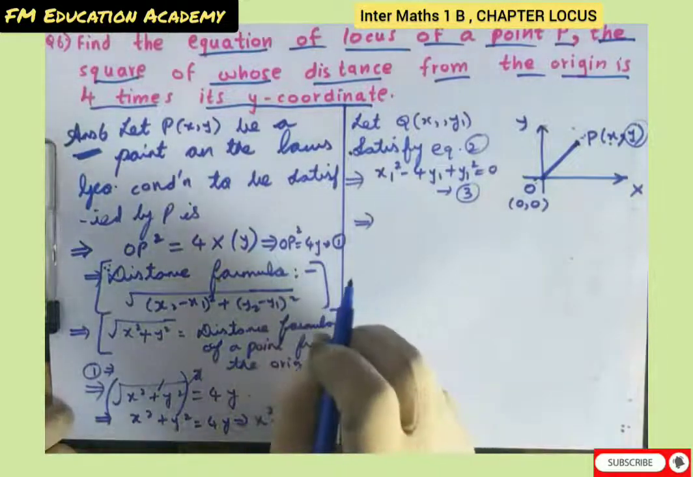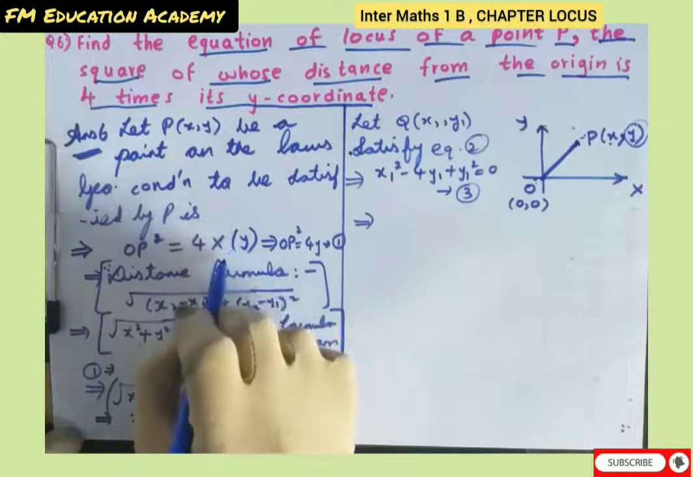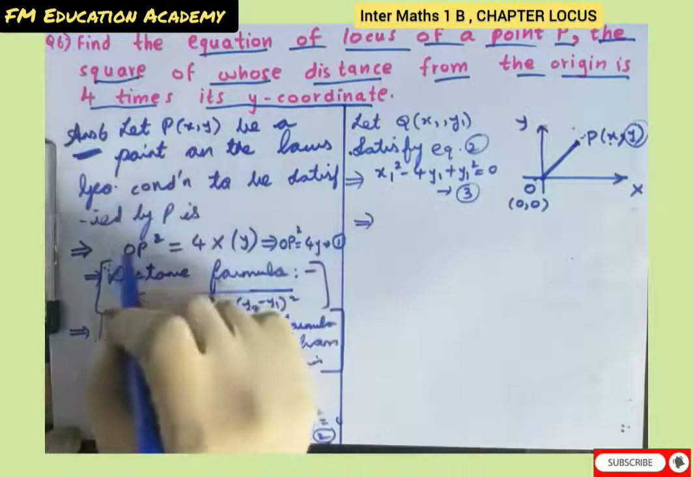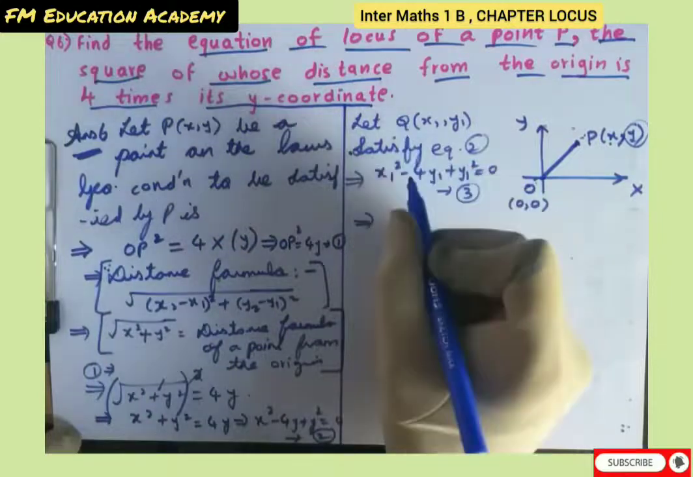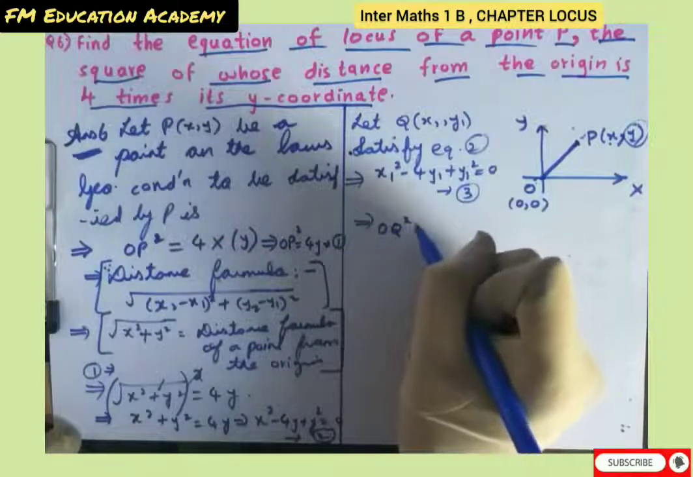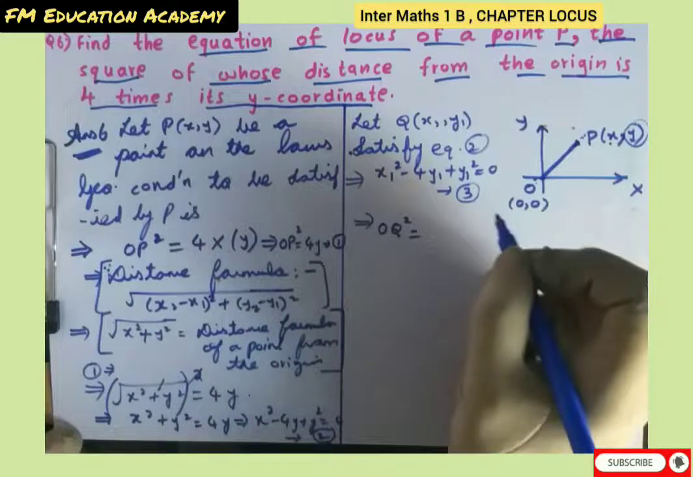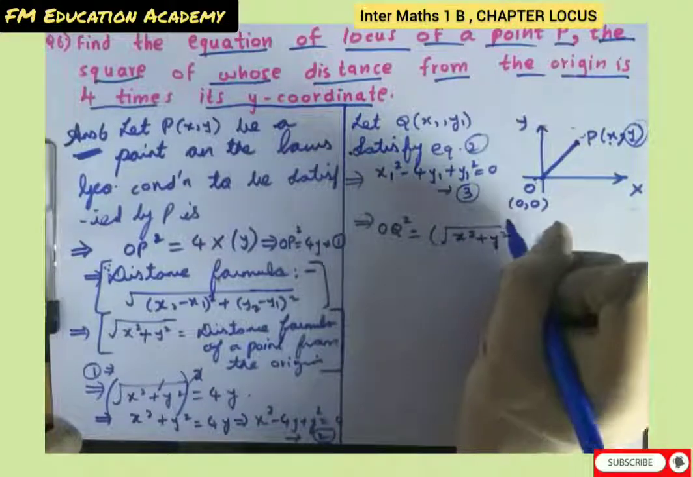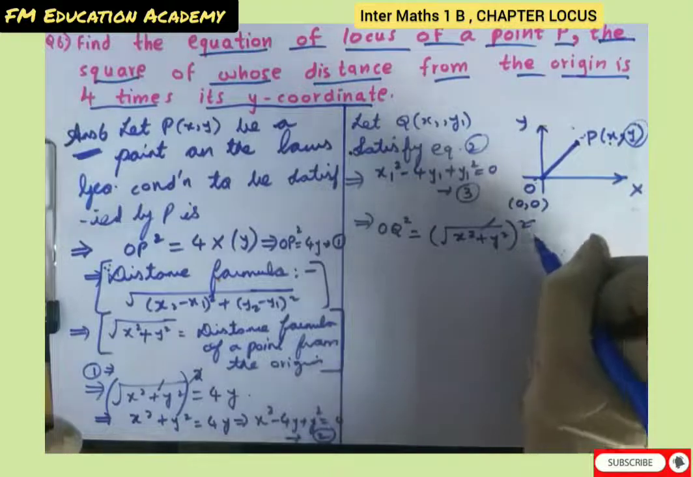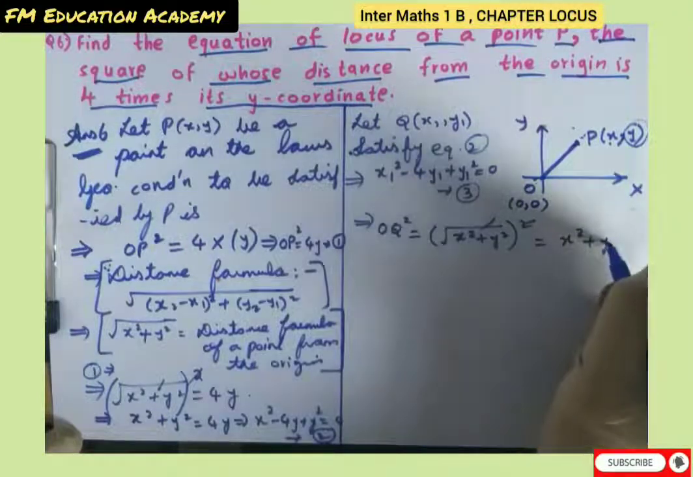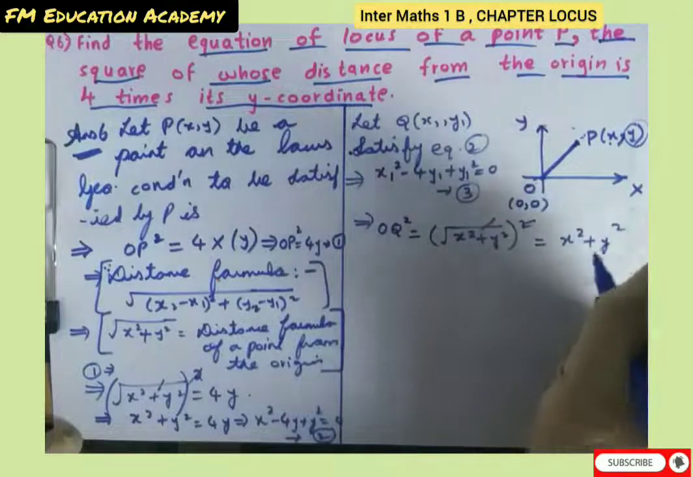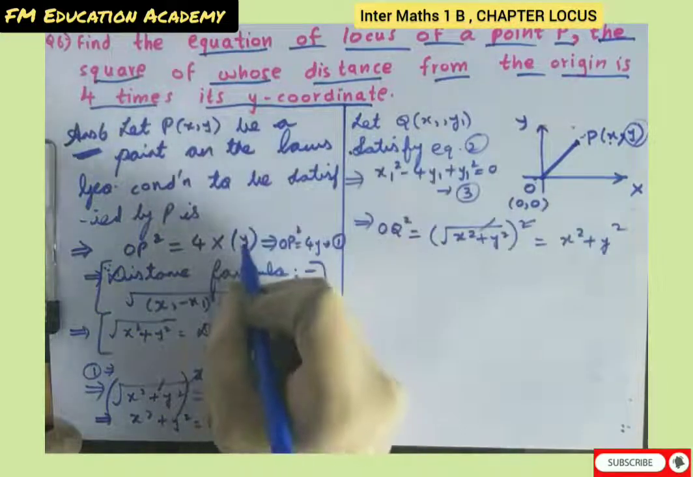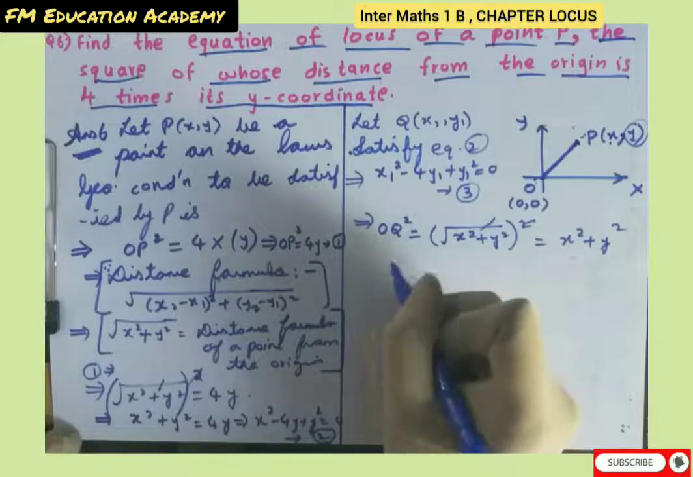We can take OQ square and make it equal to 4y. Either we can take LHS or we can take RHS from equation 1 to verify. So here, since the point is Q, we will take OQ square. So what is OQ square? We know OQ square is root of x square plus y square, whole square. So square and root are getting cancelled, and we are left with x square plus y square. So OQ square is x square plus y square, and we have to make this equal to 4y. How to make this equal to 4y?